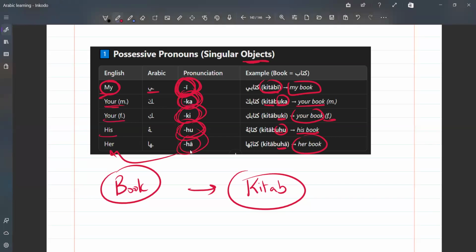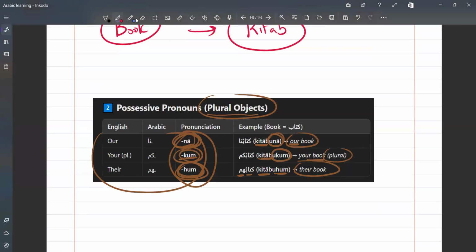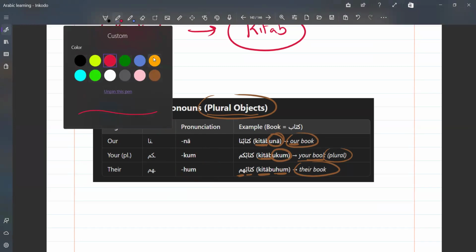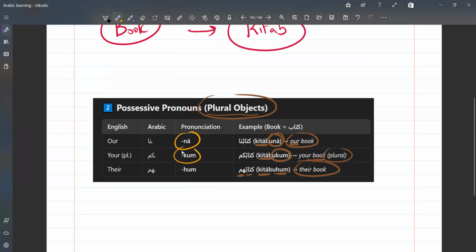and kitabuha, her book. Similarly, for plural objects, we use three words, na, kum, hum. Na means our, kum means your, referring to plural objects, right? For example, if I say kitabukum, it means your book, where your is referring to plural objects. And when I say kitabuhum, we are referring to their book. So these three pronouns are used for plural objects.